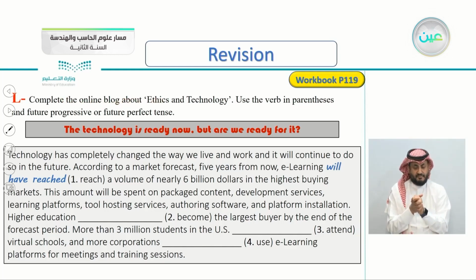Use the verb in the parentheses. Here, the verbs we have are become, use, attend. The first one is already done, the verb reach, and so on. We answer it by writing about the future progressive and the future perfect. So let's read it here together. Technology has completely changed the way we live and work, and it will continue to do so in the future.